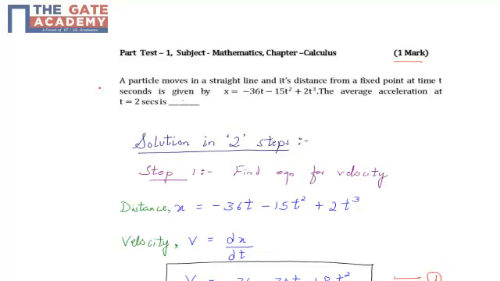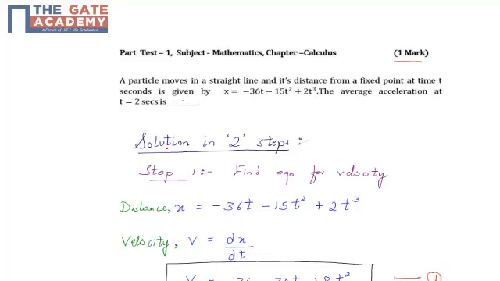mark. The question is: a particle moves in a straight line and its distance from a fixed point at time t seconds is given by x equal to minus 36t minus 15t square plus 2t cube, and we are supposed to find the average acceleration at t equal to 2 seconds.